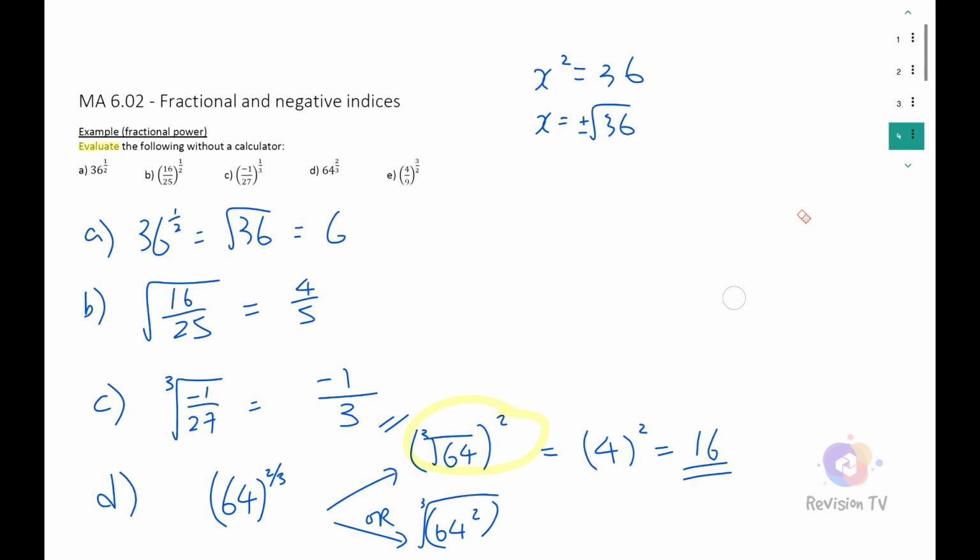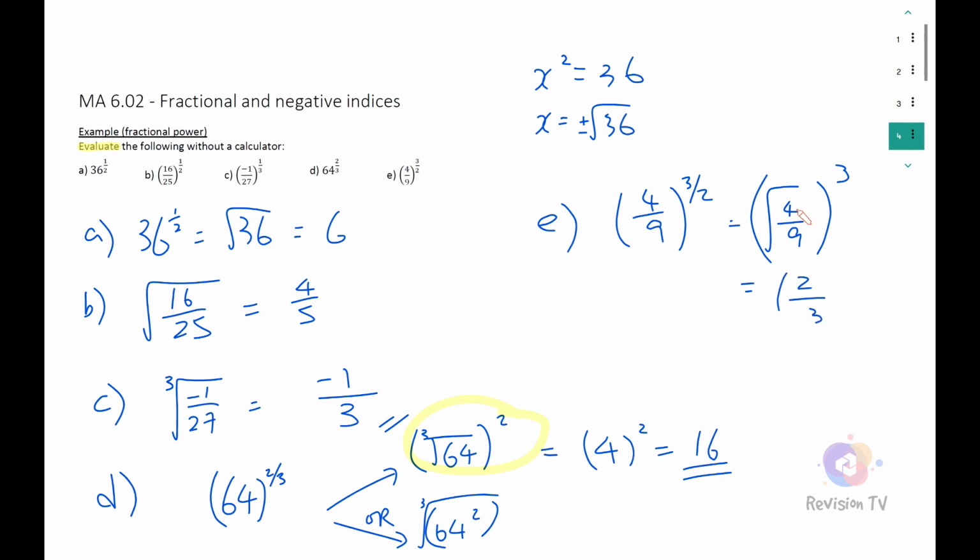Last but not least, we have E. So question E, 4/9 to the power of 3 over 2. Now this time we've learned that the power 3 in the numerator means to the power of 3. A half means square root. So here we're going to square root 4 over 9 and then cube it. Square root of 4 over 9, square root of 4 is 2, square root of 9 is 3, 2/3 cubed, 2 cubed is 8, 3 cubed is 27.